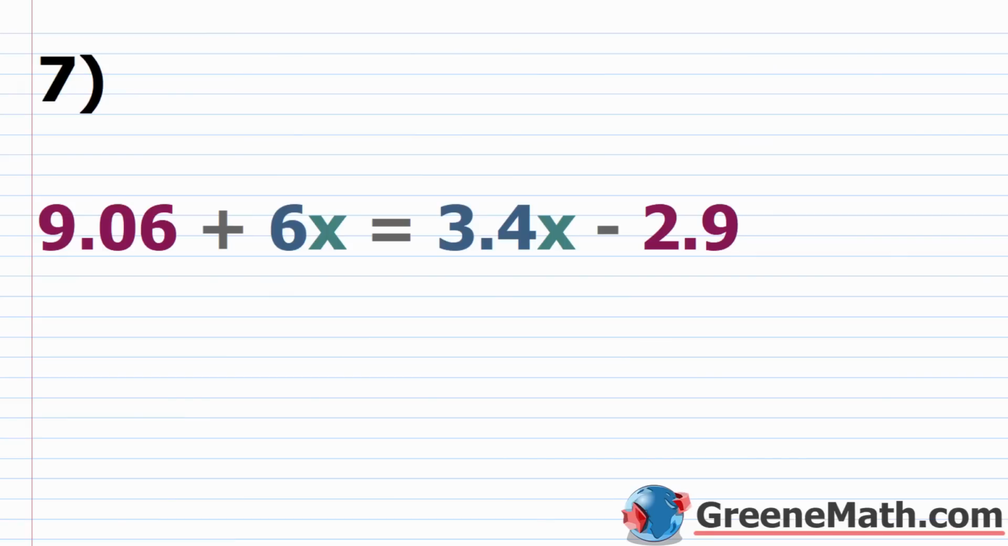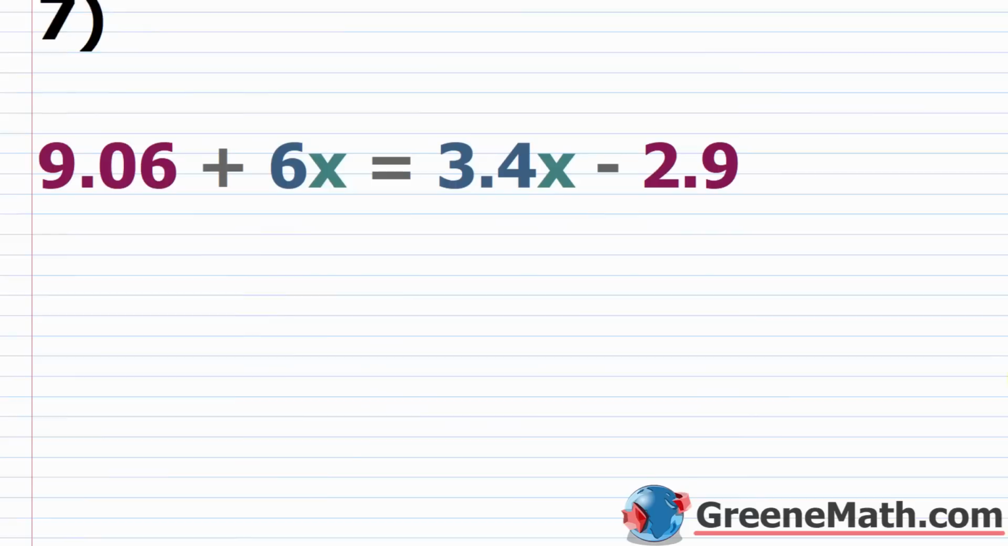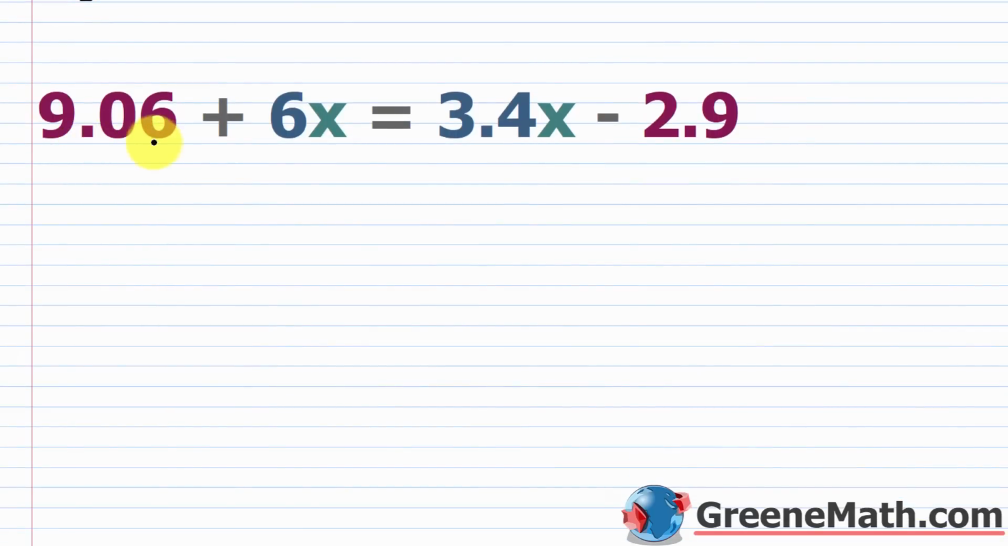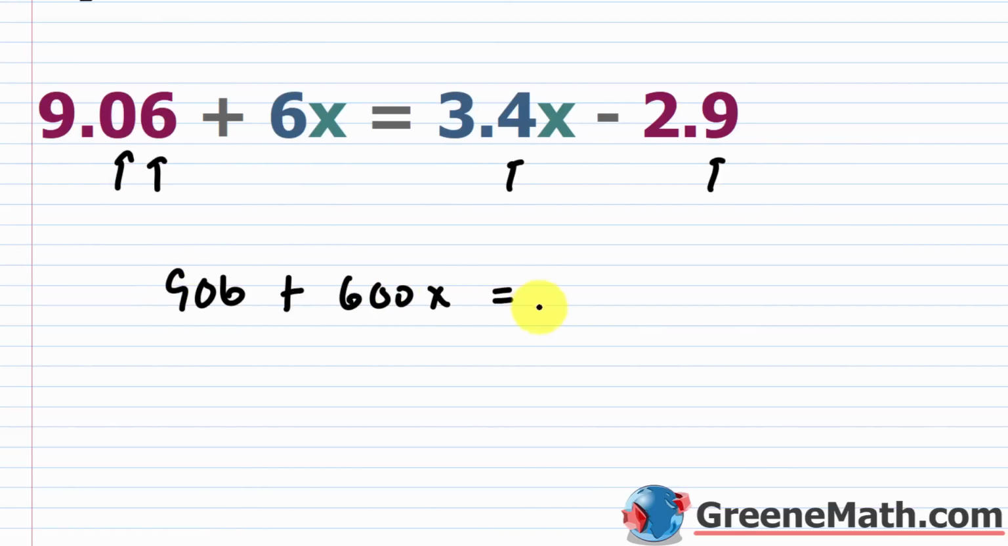Okay, let's look at problem number 7. So a very similar setup. We have 9.06 plus 6x equals 3.4x minus 2.9. So the highest number of decimal places, you see this one has 2 here, none here, 1 here, 1 here. So again, I need to multiply everything by 100 and move the decimal point 2 places to the right. So this would be 906 plus, this would be 600x. This equals, I would have 340x and then minus 290.